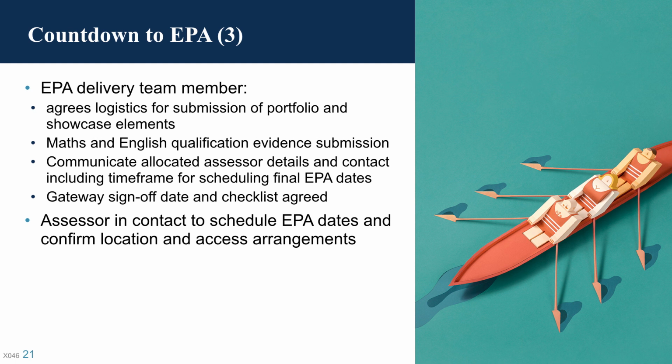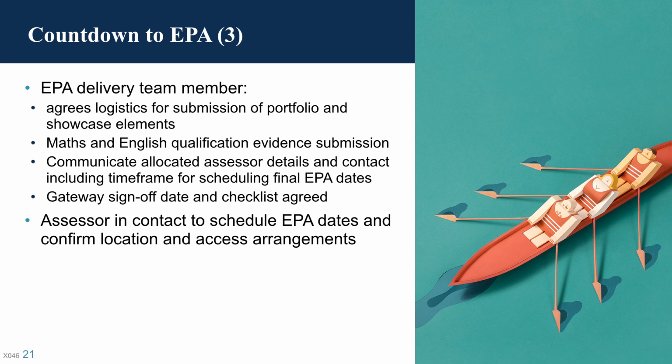And then subsequently at that stage, the assessor who has been allocated to your apprentice would be in contact to schedule the exact EPA dates and confirm the location and any access arrangements that they need to be aware of. For example, they might need to bring their ID, there might be parking restrictions, etc. So we just need to make sure that the assessor is aware of that themselves.